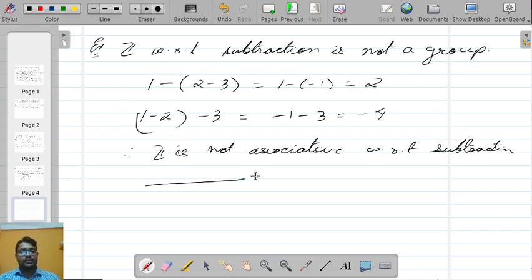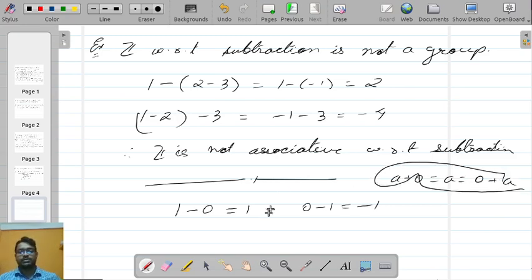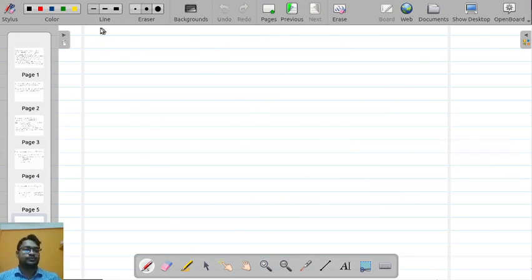Similarly, R is also not a group with respect to subtraction because of the same reason. It doesn't satisfy the associative property. It doesn't satisfy the existence of 0 also, because 1 minus 0 is equal to 1, but 0 minus 1 is equal to minus 1. A plus 0 equal to A equal to 0 plus A should be satisfied. Subtraction doesn't satisfy this property, so it's not a group with respect to subtraction.